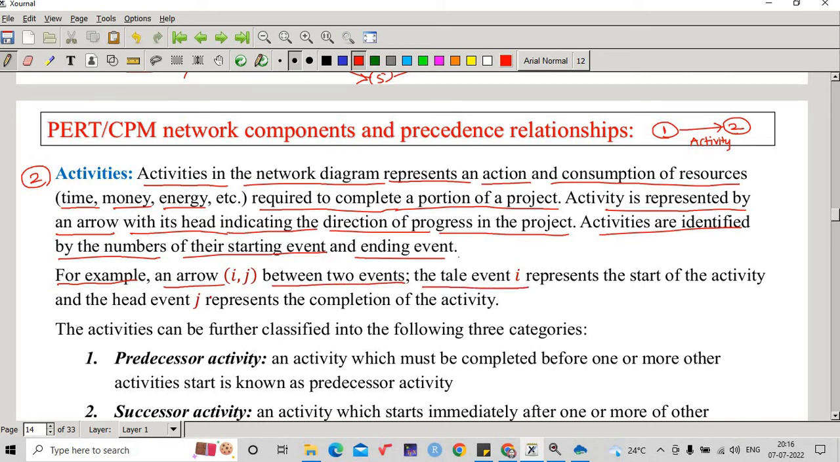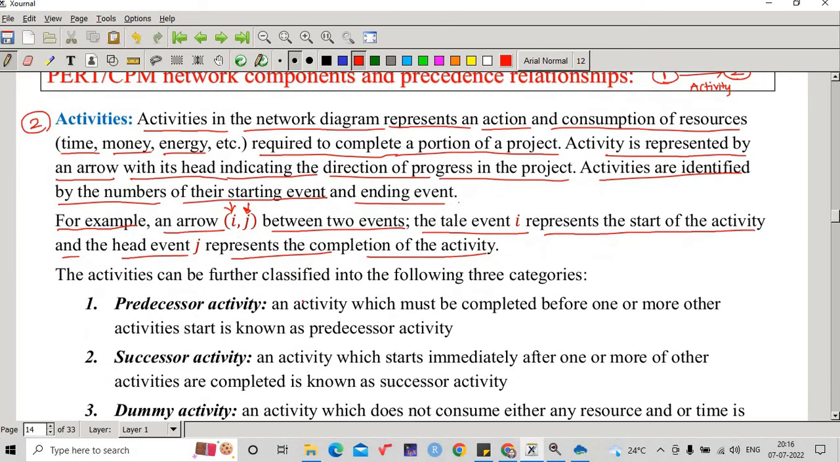The tail event is i, the first coordinate, and it represents the start of the activity, and the head event is j, the second coordinate, that represents the completion of the activity. It means the activity is completed from 1 to 2, not from 2 to 1, as the arrow is headed towards 2, and I should announce that as activity 1 2, or I can write that as (1, 2) in that way. Am I right? Okay.